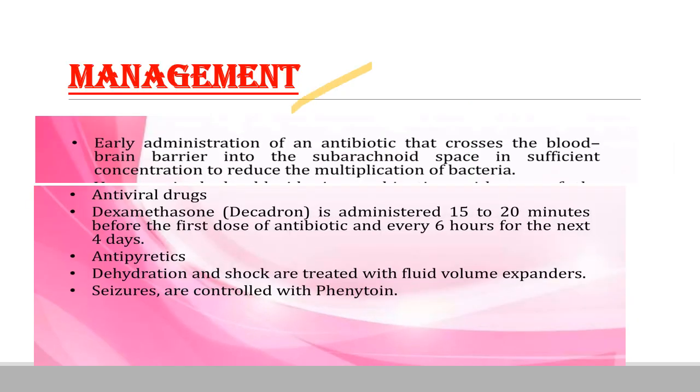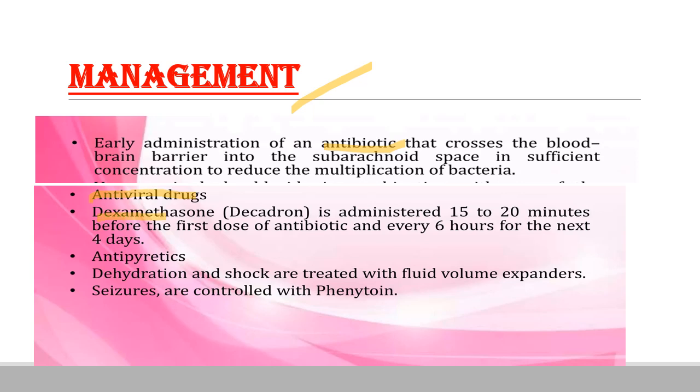Next, management. Early administration of antibiotics is the first-line management. Usually penicillin is important. Penicillin, I will tell you later. Penicillin is the drug of choice for meningitis. To reduce the CSF infection, we are giving antibiotics. In case of viral meningitis, we have to give antiviral drugs.